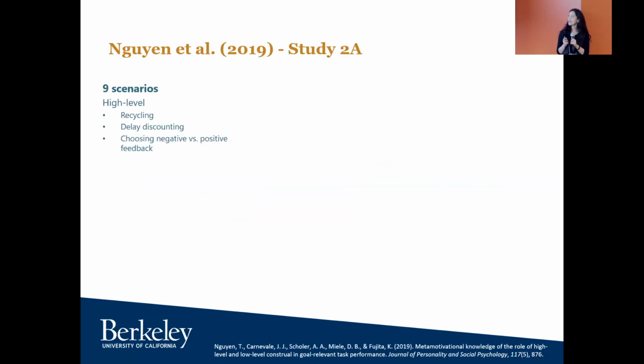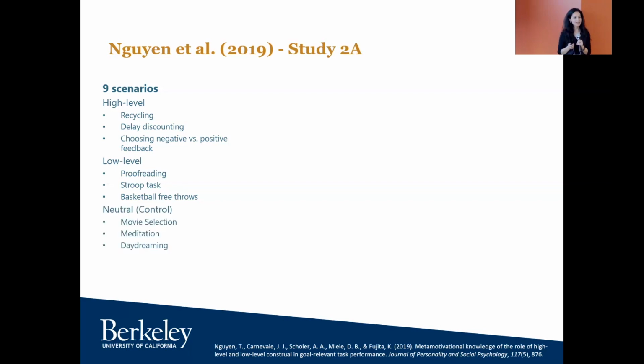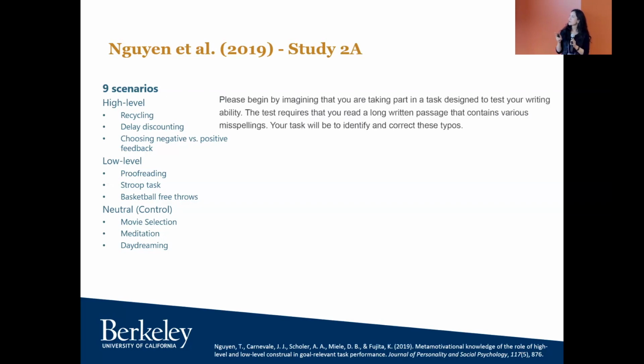These were the 9 scenarios. So for high level, they thought about either recycling or delay discounting or choosing between negative versus positive feedback. In low level, it was things like proofreading, Stroop task, or a basketball throw. And in the control condition, it was things like meditating and choosing a movie. And so this is an example of something that they read.